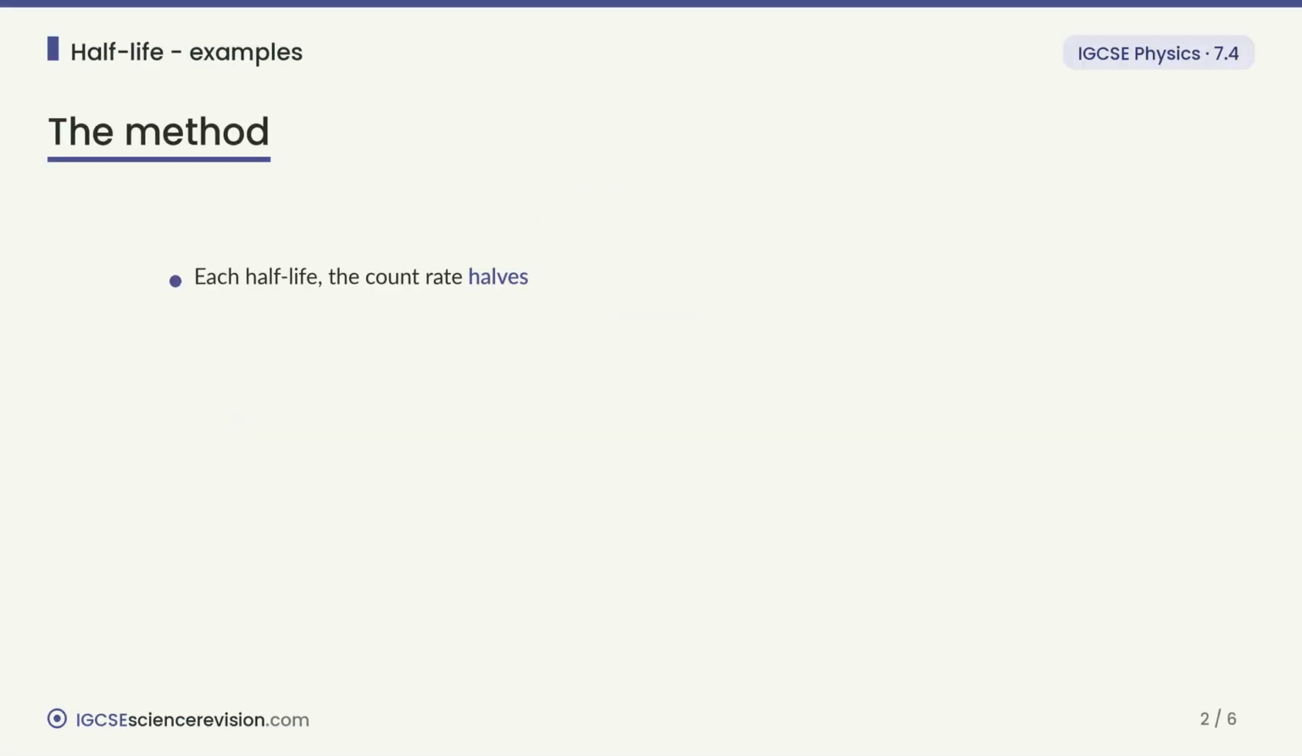Half-life questions are just repeated halving. Each half-life that passes, the count rate falls to half of what it was. So to find how many half-lives have gone by, count how many times you have to halve the starting value to reach the final value. Then the total time is simply that number of half-lives multiplied by the length of one half-life.